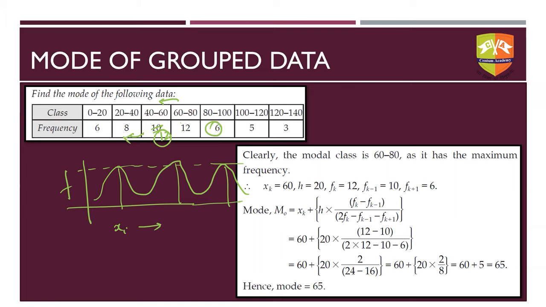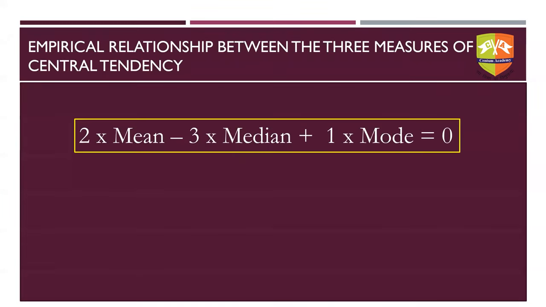Anyway, you are now familiar with this. There is one empirical tendency. This is not always true, but you can remember this: 2 times median minus 3 times mean minus 3 times median plus 1 times mode is 0. I have written it in this fashion because many times people get confused while remembering this. So always remember mean, median, mode, and 2 minus 3 plus 1. And 2 plus 1 minus 3 is anyway 0. So remember: twice mean minus thrice median plus mode is 0.